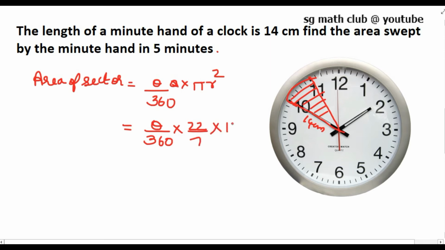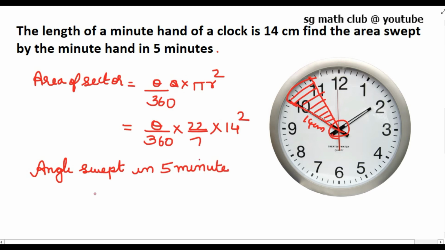R is 14 centimeter, so r square is 14 square. Now we need to find out theta. How will you find out theta? We know that the full angle at the center is 360 degree. So we have to find out the angle swept by this minute hand in 5 minutes. That is theta we need to find out.